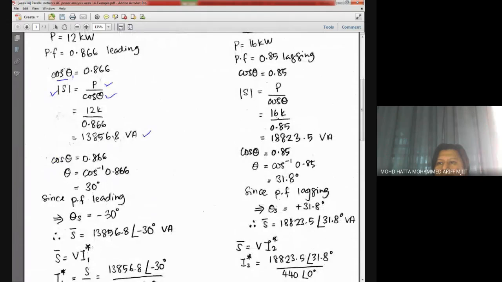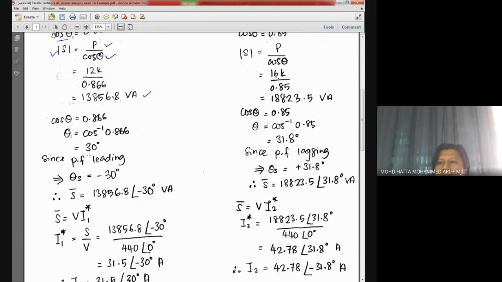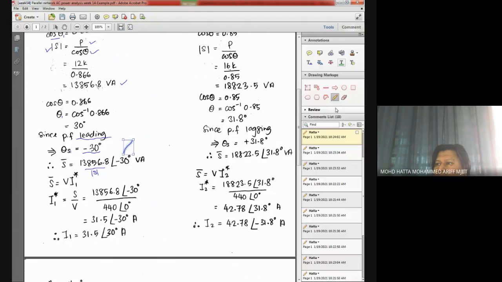And by using the cos theta as well, we get the angle theta. The angle theta over here is considered as theta 1. And since the power factor is leading, we're going to have the full information of our complex power by using this cos theta. Remember that since it is leading, you need to include a negative sign. So theta S1 is negative 30 degrees. And our complex power is given by the magnitude S, or apparent power, and this is our theta S.